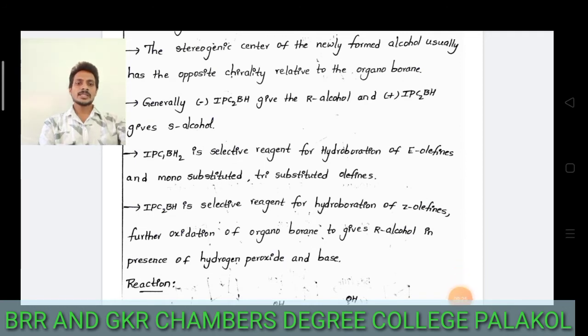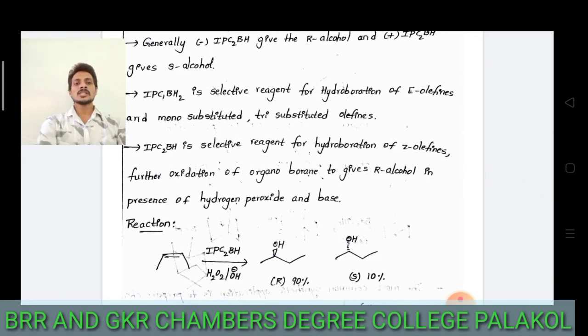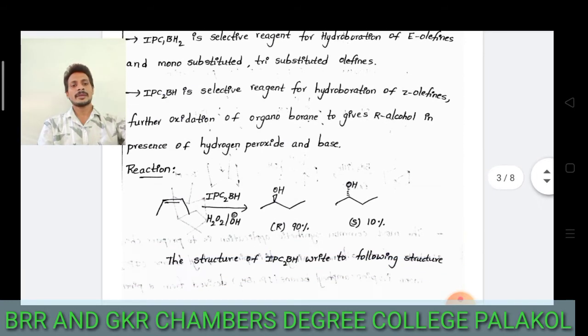IPC2BH is a selective reagent for hydroboration of Z-olefins. Further oxidation of organoboranes gives R alcohol in the presence of hydrogen peroxide and base.